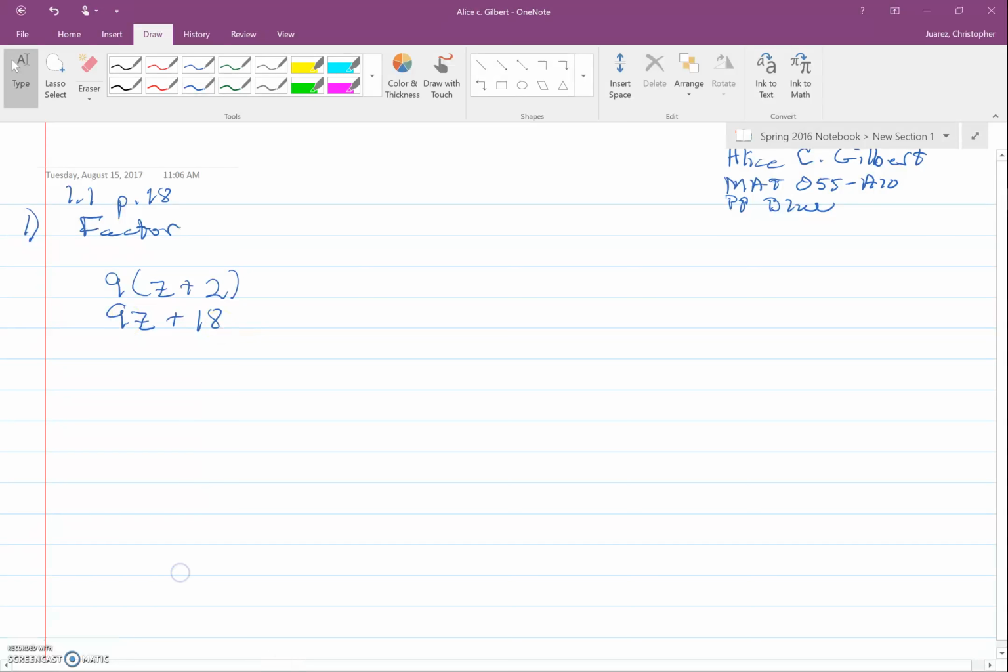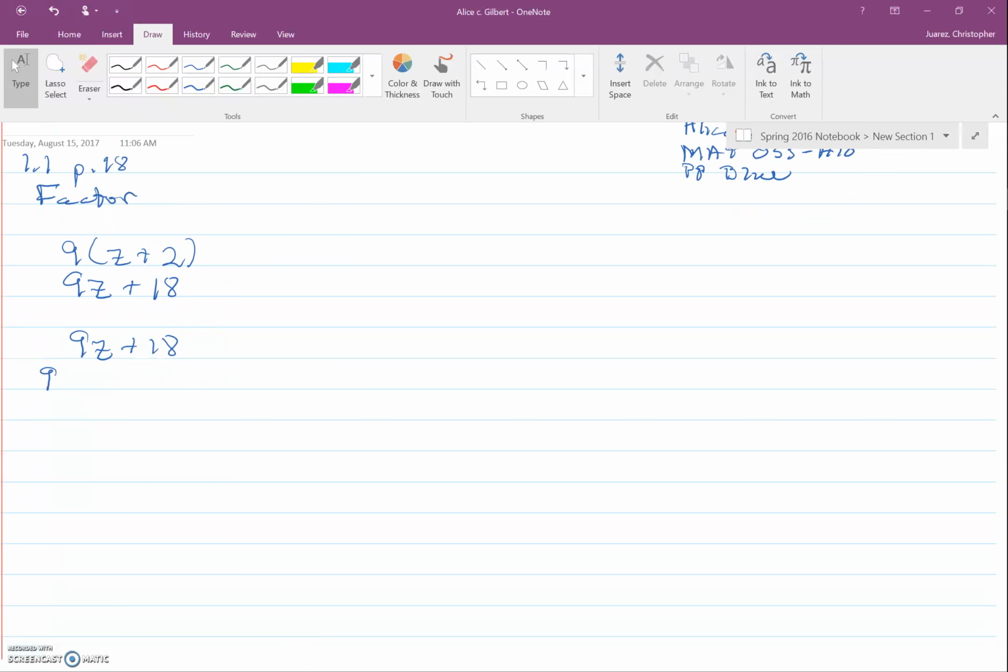If I want to factor this, I want to take the greatest common factor out. That means the biggest number and the biggest number of letters that I can get out. So the first thing I like to look at is, what's the biggest number I can get out of here? So let's start again. 9z plus 18. So the biggest number I can get out is 9.